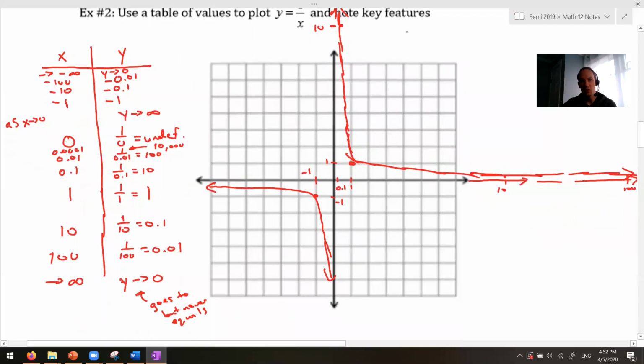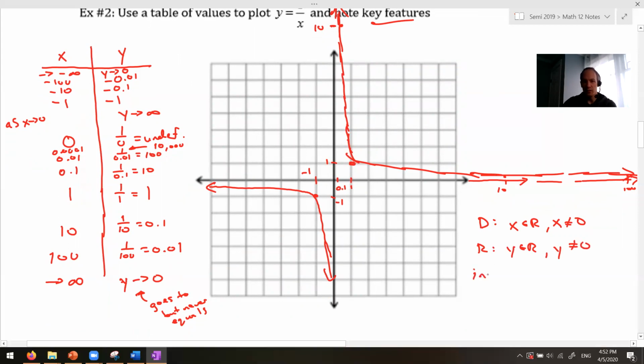So when I say note key features, I'm going to point out a couple things here. The domain is a key feature, so the domain is x is all real numbers except for 0. And the range, y, is going to be all real numbers except for 0.